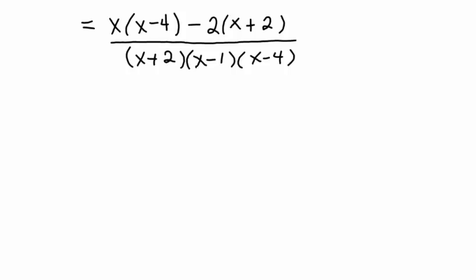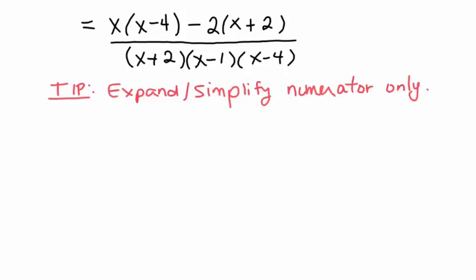x times x minus 4, minus 2 times x plus 2, all over our common denominator of x plus 2, x minus 1, x minus 4. Now it tends to be at this step here where some students get confused. My tip is to expand and simplify the numerator only. We want to try to leave our denominator in factored form. That's going to help us for some of the procedures you're going to see in your calculus course.